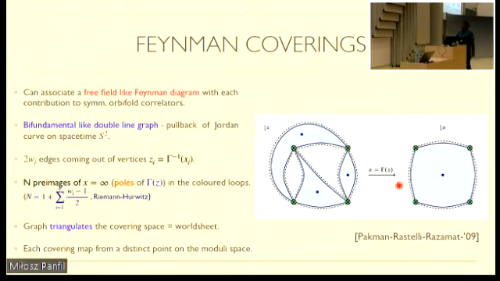So to compute the full correlator, I have to sum over all these covering maps, or equivalently over all these Feynman diagrams, or equivalently, as we'll see, sum over all these distinct points on the moduli space, which contribute to this correlator. Okay.